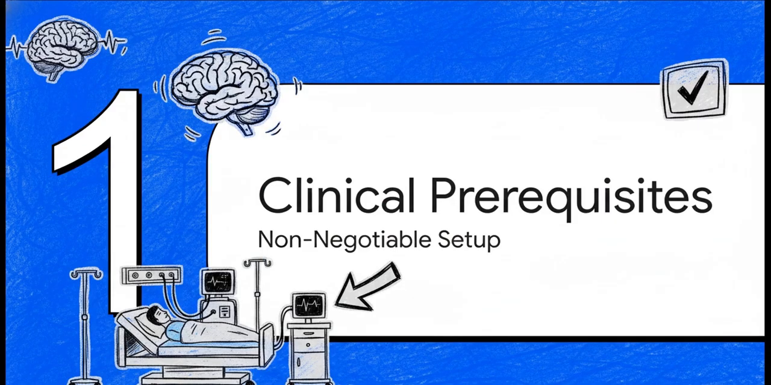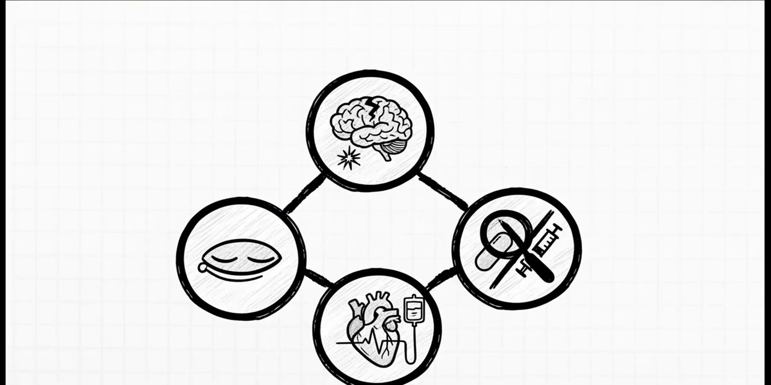All right, starting with Section 1, the clinical prerequisites, or the non-negotiable bedside setup. Now, these right here are your absolute, non-negotiable prerequisites. Honestly, if your patient doesn't meet these perfectly, you literally cannot proceed with any testing. You absolutely need an established, irreversible cause of coma, resulting in a Glasgow coma score of exactly 3.